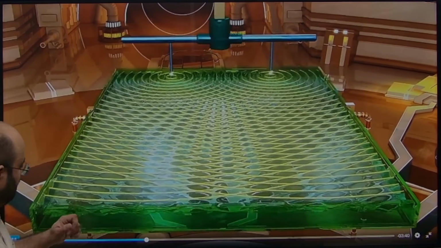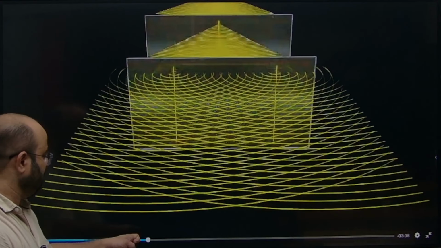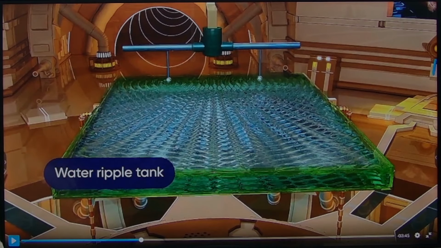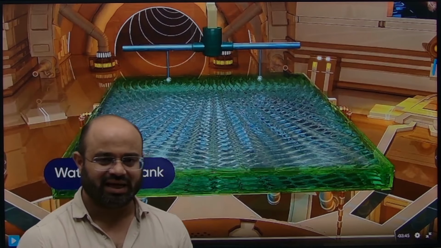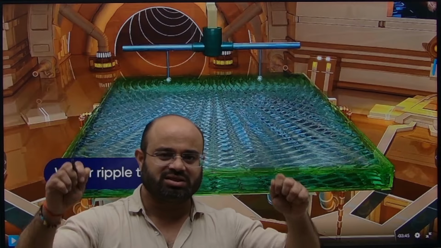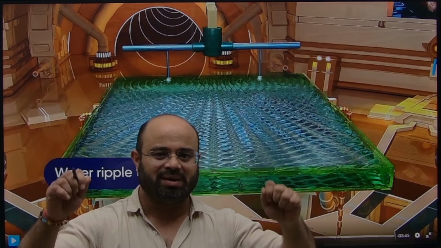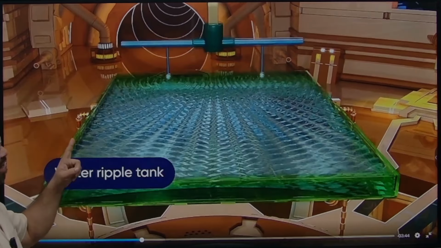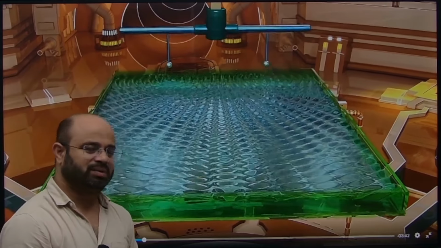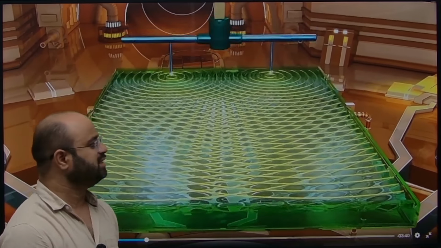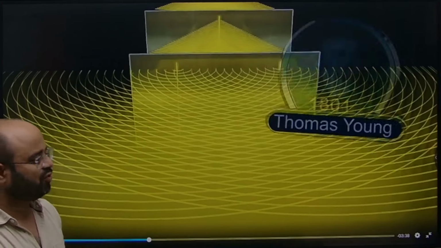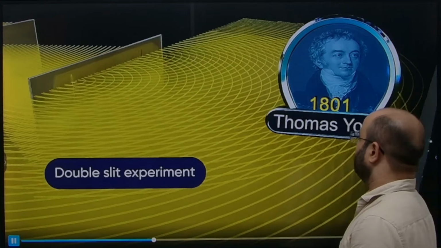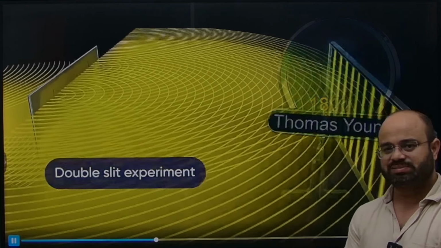This is a replica of Young's double slit experiment. If in a water tank you keep on disturbing at two points simultaneously, exactly at the same time, you will see a similar kind of effect that we call a water ripple tank. This is in the water. Exactly similar phenomenon in light was obtained by Thomas Young in 1801 in his double slit experiment.